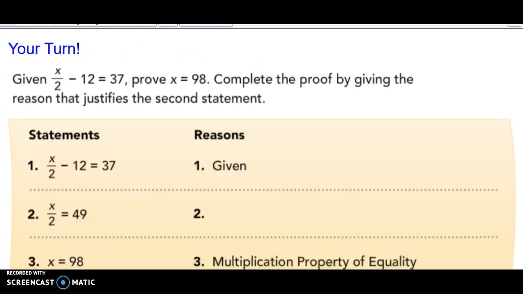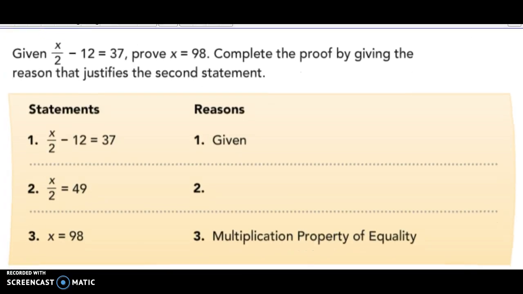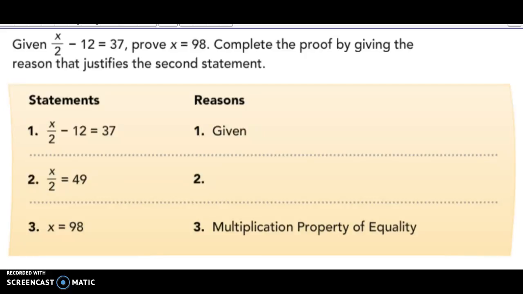Let's look at another example. Given x divided by 2 minus 12 equals 37, prove that x equals 98. So we're going to complete this proof by giving the reason that justifies that second statement. So our first statement is given to us. So that is my reason. This is given to me. So that's why I can make this statement.